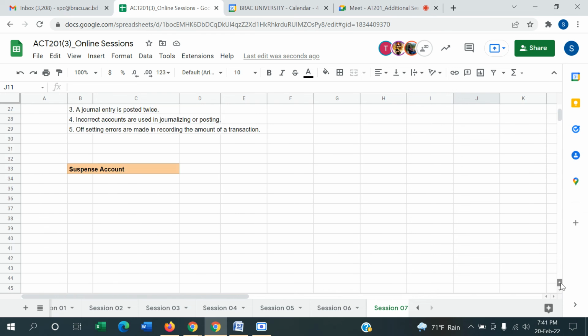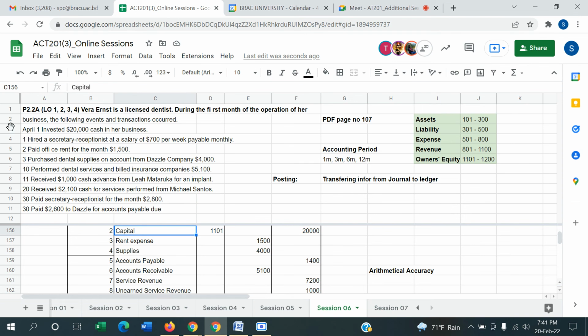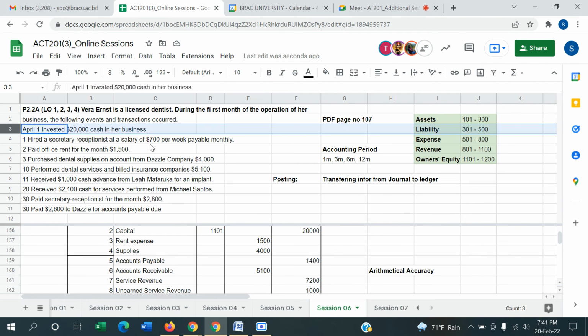It's mentioned that sometimes there might be some transaction which has not been journalized, but it is not possible to identify it when we prepare the trial balance. Do you agree with that? A transaction is not journalized and it is not possible to identify it when we prepare the trial balance. Yes, sir, that might happen.